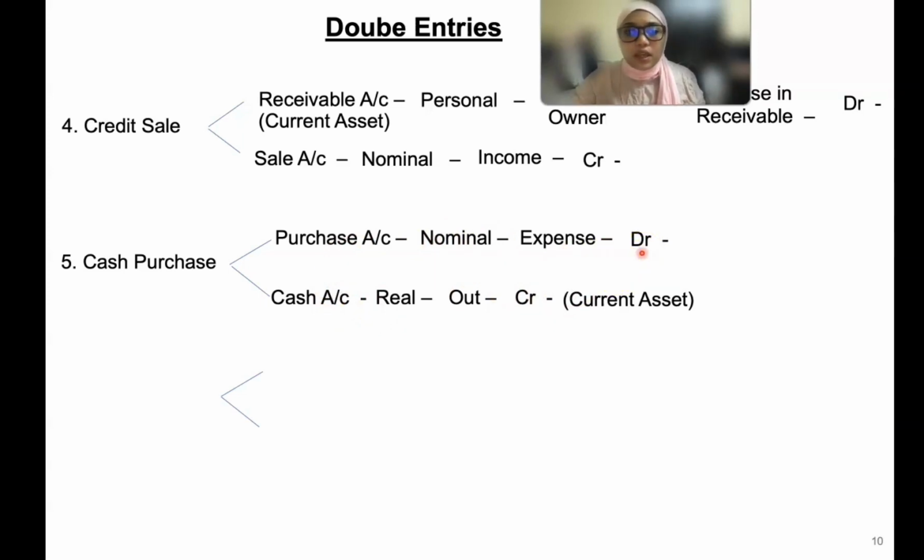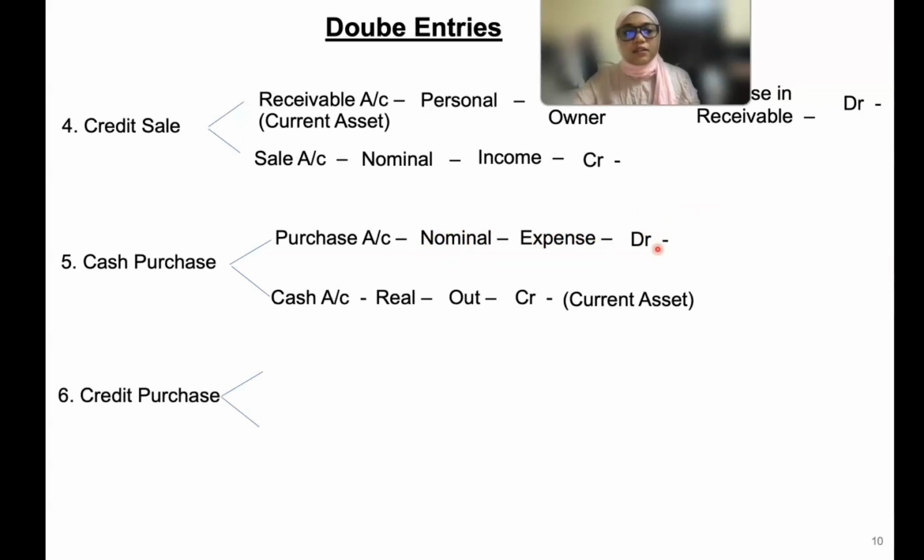In an easy way, if you decide one side, the other side is always debit. This is the easy way. If you can decide cash, real, out, credit, you will definitely record on the debit side of the purchase account. But why are we recording on the debit side? This is the reason: because it's nominal, expense, debit. Okay?